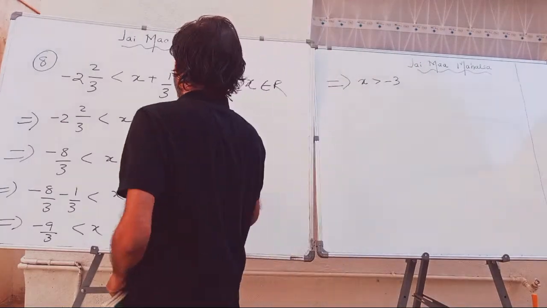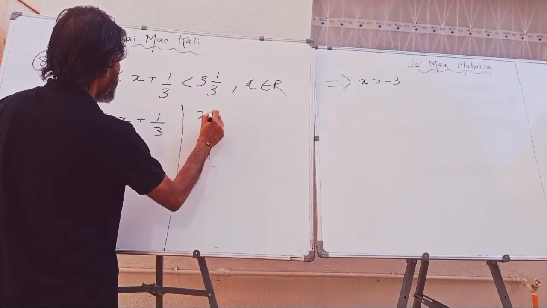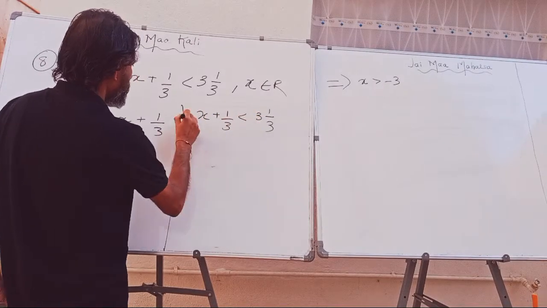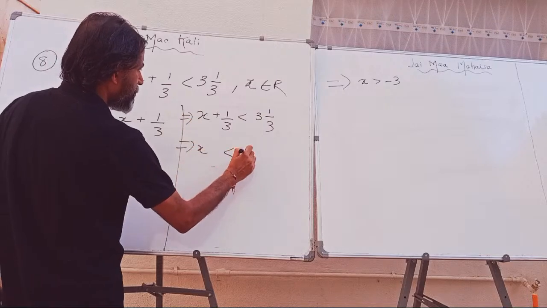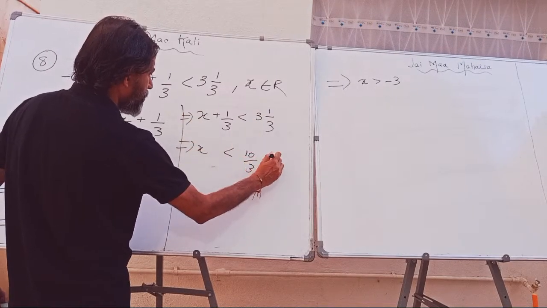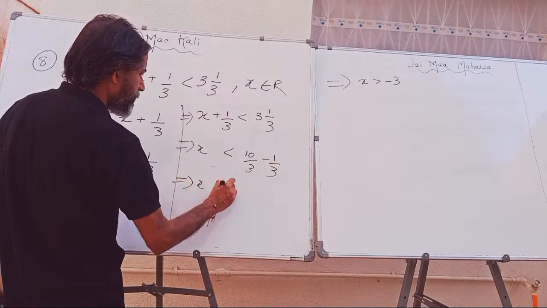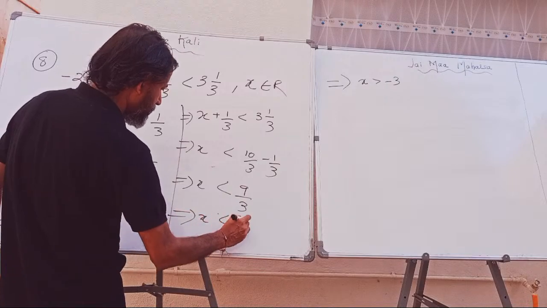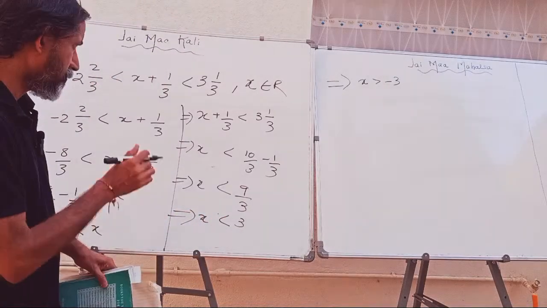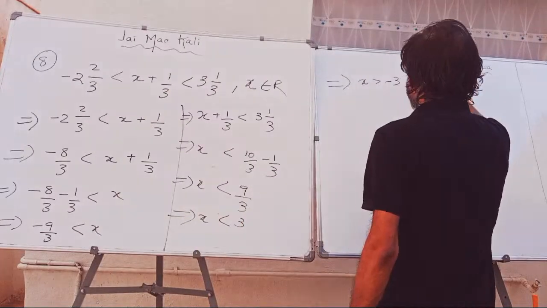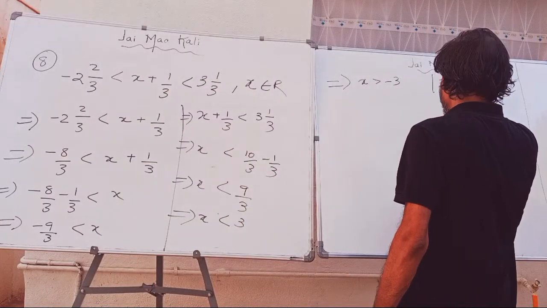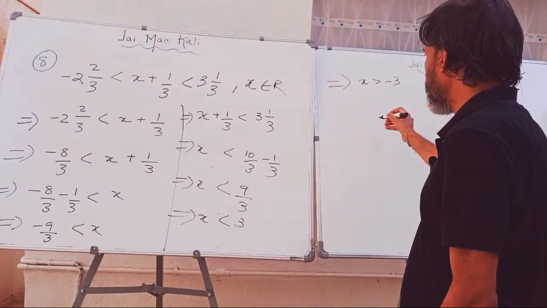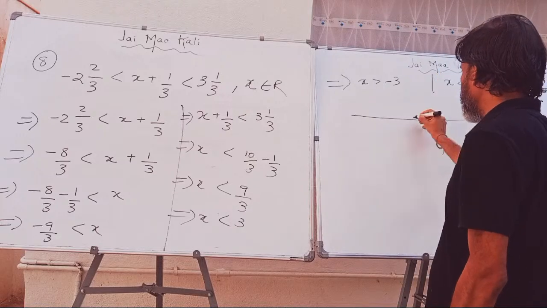Then next part. How do we do this? This and this, let's take it. x plus 1 by 3 is less than 10 by 3 implies x is less than 10 by 3 minus 1 by 3, implies x is less than 9 by 3, implies x is less than 3. Okay, so now we know that x lies between 3 and minus 3, and x is not equal to 3, x is not equal to minus 3. So two hollow circles is what I think it should be.